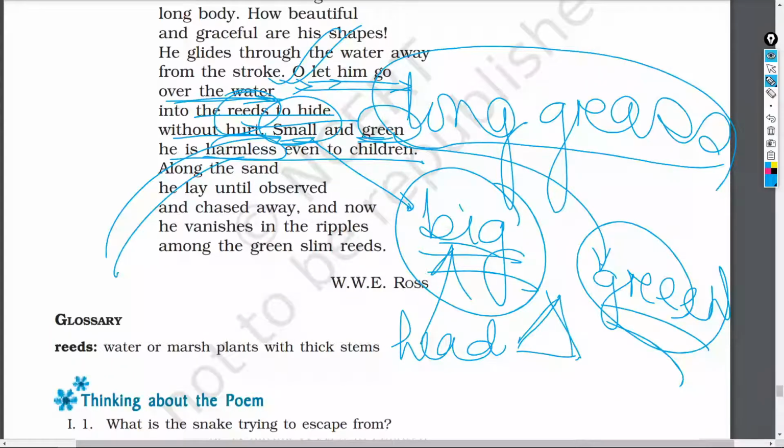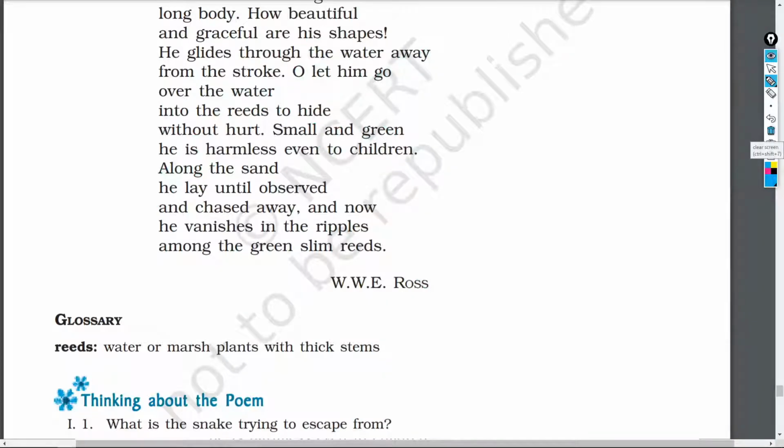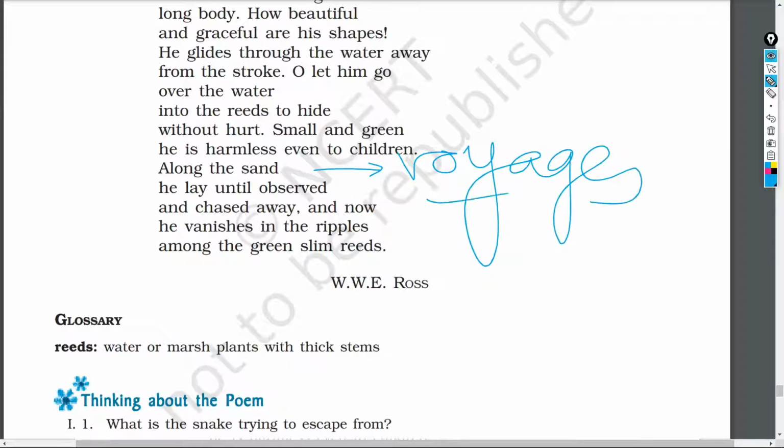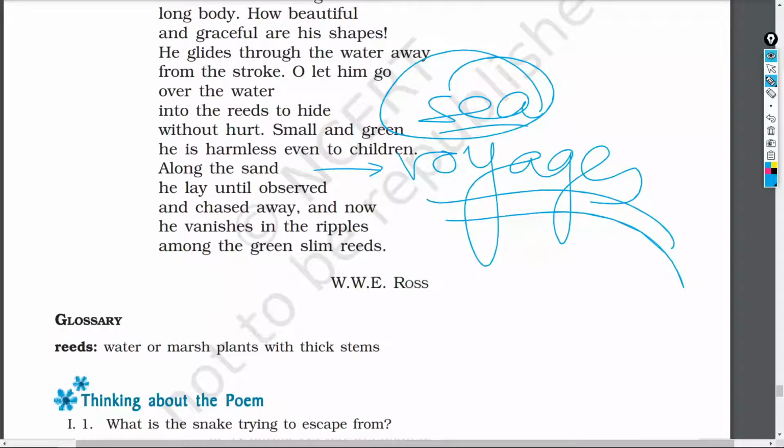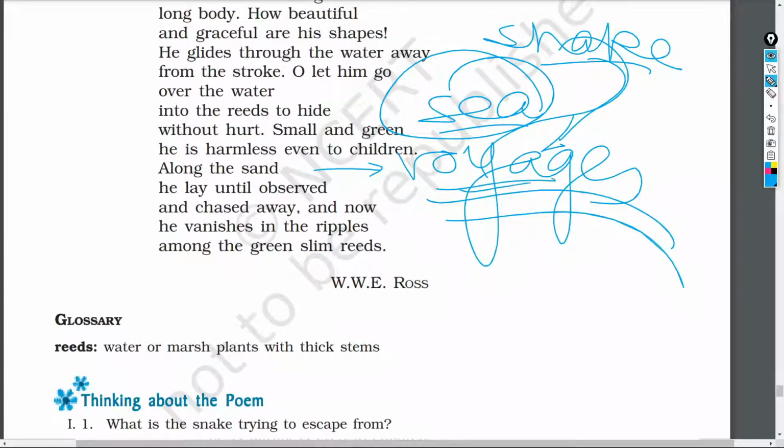Therefore let us see that the expectation of the poet is that it is very small and green, and therefore it is not harmful even to the children, and therefore it is under no circumstances to be killed. Now see, his journey continues, his journey. So when the journey is made into the water, it is called the voyage. Okay, journey into the sea or the water body is called the voyage. So it is none less than the voyage of the snake in the sea, है ना? तो ऐसा हुआ, मतलब पानी में, वाटर बॉडी में वो सफर कर रहे, तो एक टाइप का voyage ही होगा, है ना?